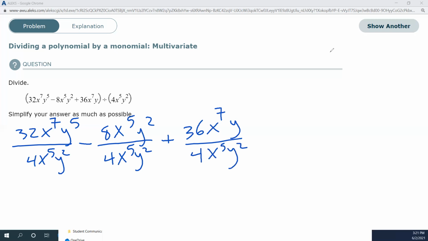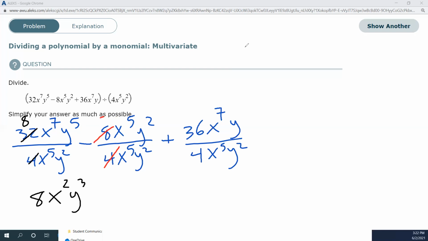Okay, so now I can start canceling stuff. 4 goes into 4 once, and in there 8 times. Okay, and then right here, 7 minus 5 is x to the second, and right there, 5 minus 2 is y to the third. Okay, what about the next fraction?